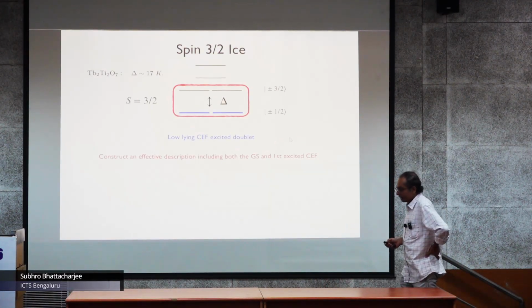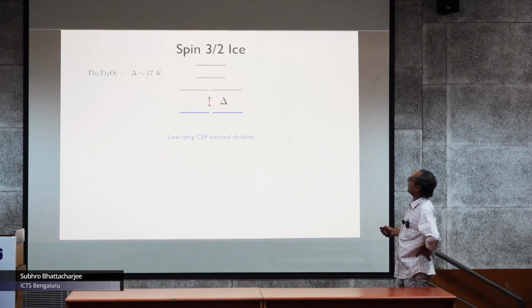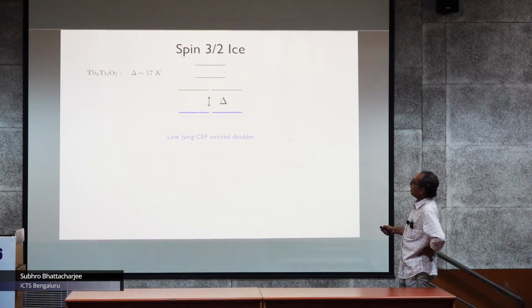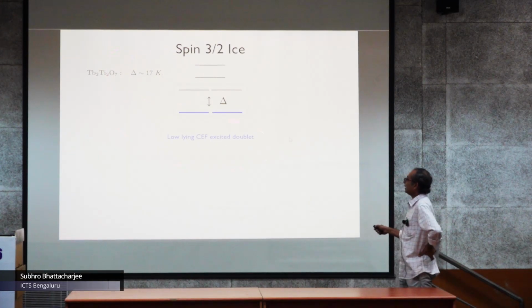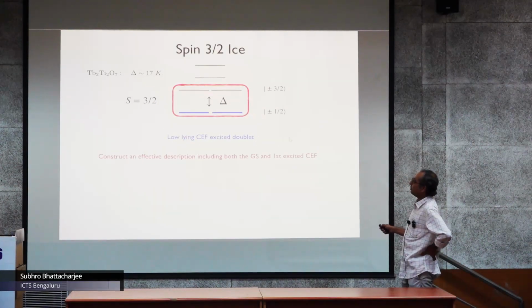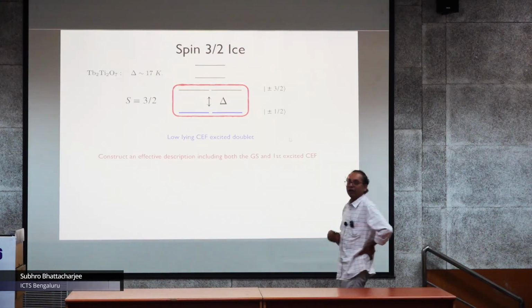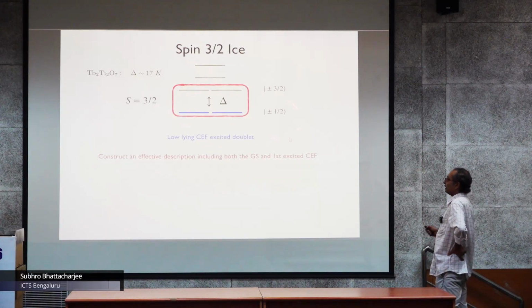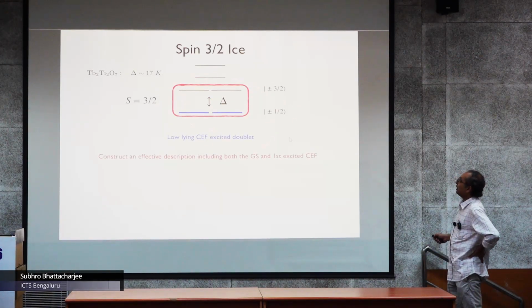But what I want to tell you about is this. There is a certain class of materials, like terbium titanate, where the difference between the lowest doublet and the next doublet is not that large. In this case, only about 17 Kelvin. So to describe the low energy physics, you need to keep track of both these doublets, and so you have 4 states. In other words, you have a spin 3/2 representation, which is the right thing to use to capture the low energy magnetic physics of these systems.